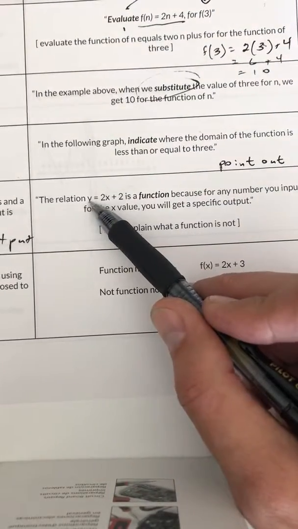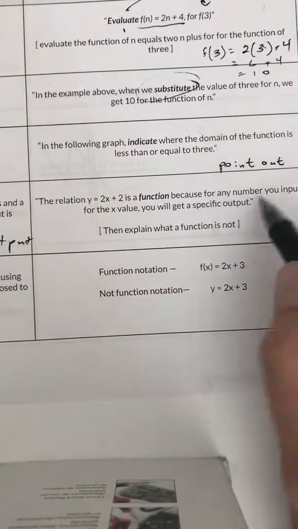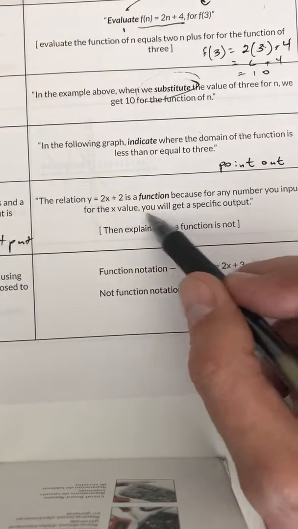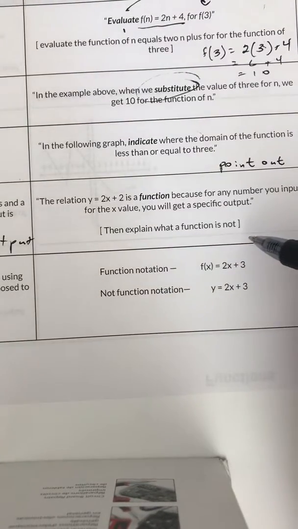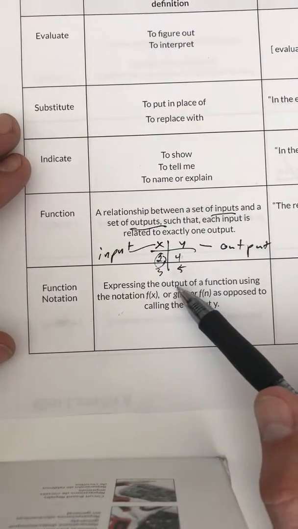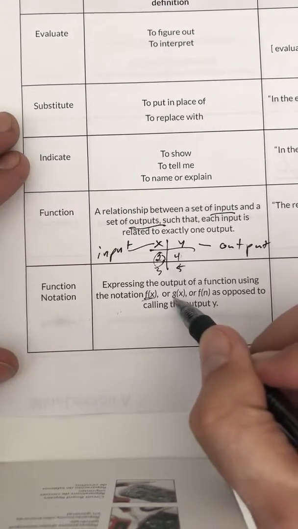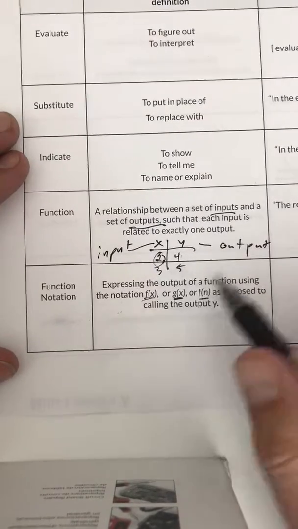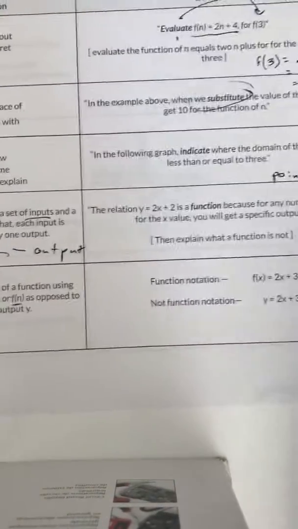This relation, y equals 2x plus 2, this is a function. Because for any number you input for the x value, you're going to get some specific output. Okay? And then function notation is just a way that we express the output of a function using this notation f of x or g of x or f of n or whatever. It's just a function of that thing. Okay?